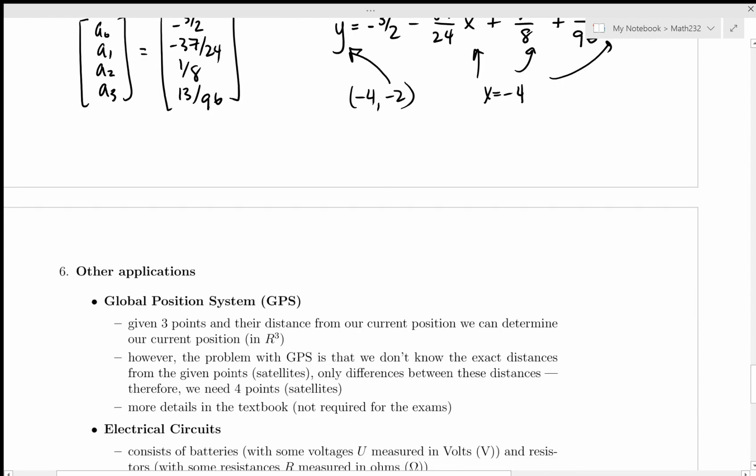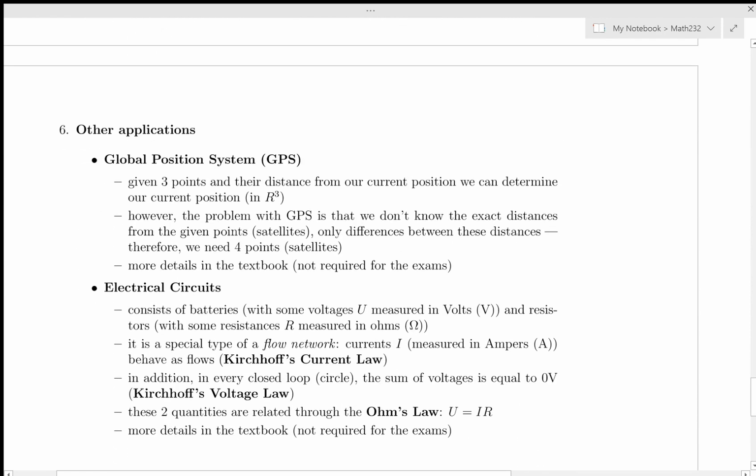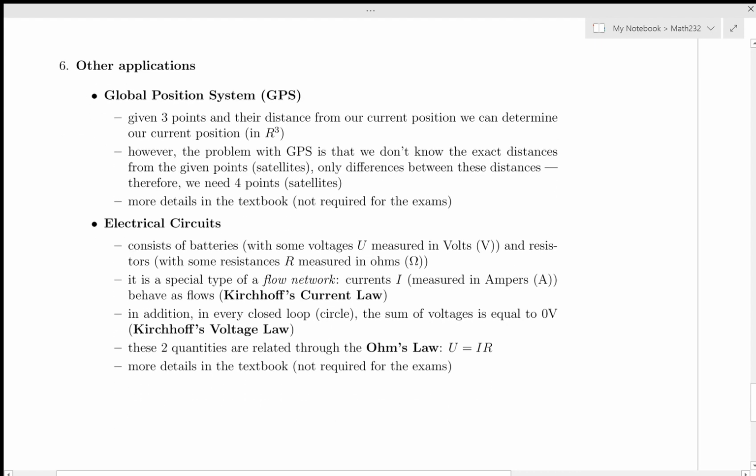There are other applications for this sort of stuff. The global positioning GPS system uses this kind of method in its applications. Electrical circuits too: there are a bunch of ways that systems of linear equations can be used in understanding how electrical circuits work. That's all I'm going to say about this. There's a bit more detail in our textbook, but the idea here is that you've seen three applications worked out in detail, and that there are many more, so that we see how we can use what we've learned already in a very practical way.